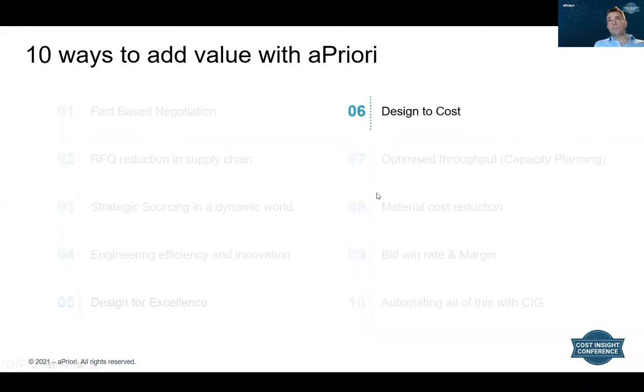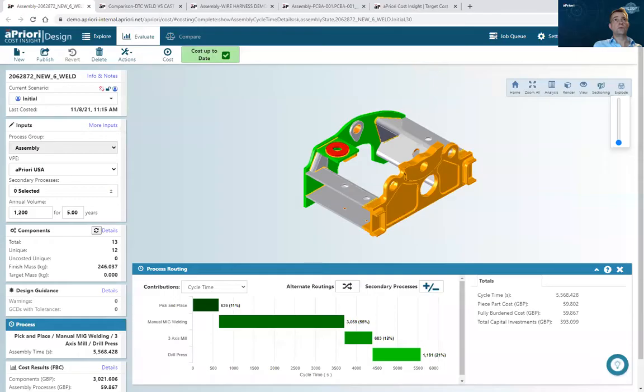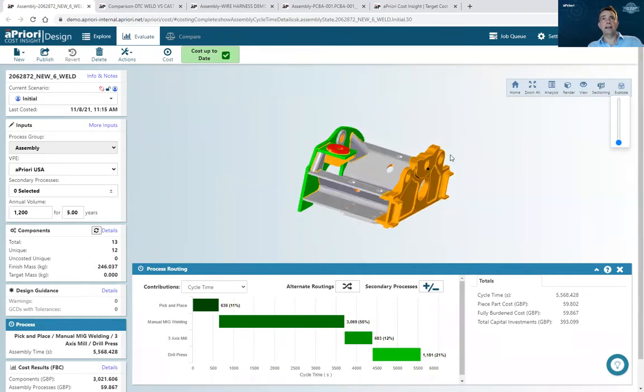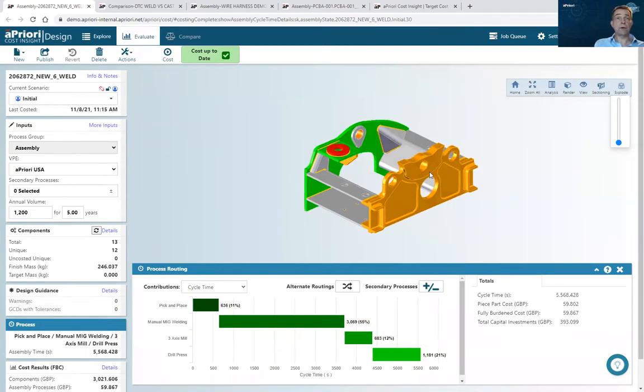A subcomponent of design for excellence, design to cost. And aPriori gives us cost information as we design, as well as the guidance to tell us what's good and what's bad. But here's a couple of examples of where design to cost can be exploited with aPriori. This is a weldment, a series of sheet metal and plate parts welded together, and aPriori costs the parts and it costs the welding process as well to get me a should cost.